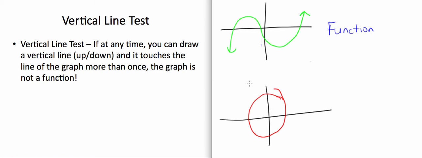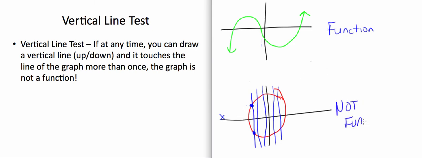Now if we look here, start with my circle, I've got vertical lines all over the place that touch my graph more than once. They're touching it there and there. That is the instance of putting an input in, inputs are x values, and getting two different y values out at the same time. That can't happen. So that's not a function. I drew a whole bunch of lines there, but you only need it to happen once for it to not be a function.